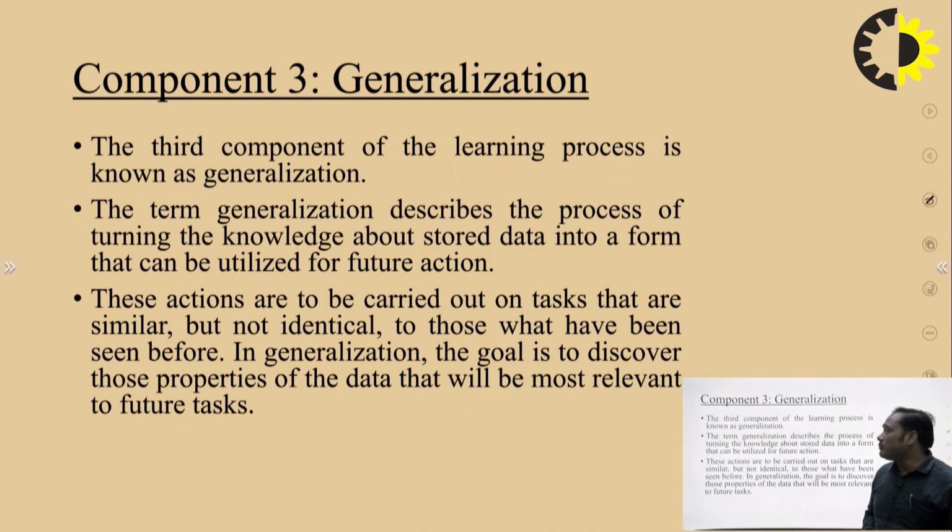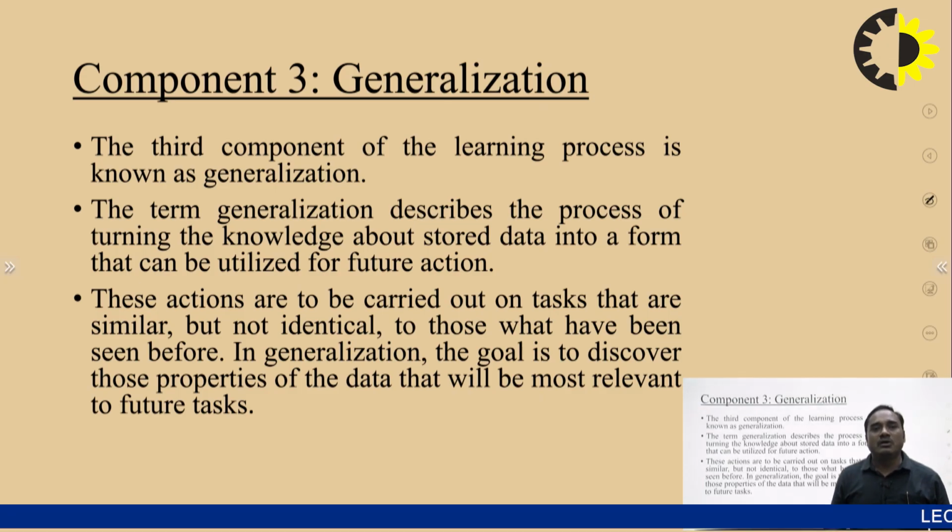Now the third point is very important. The third component of the learning process is known as generalization. This is a very important point of the machine learning concept. The term generalization describes the process of turning the knowledge about stored data into a form that can be utilized for future action. You have a large amount of data. What data you require for the future perspective comes under generalization. So generalization means we generalize the specific data that is required by the machine.